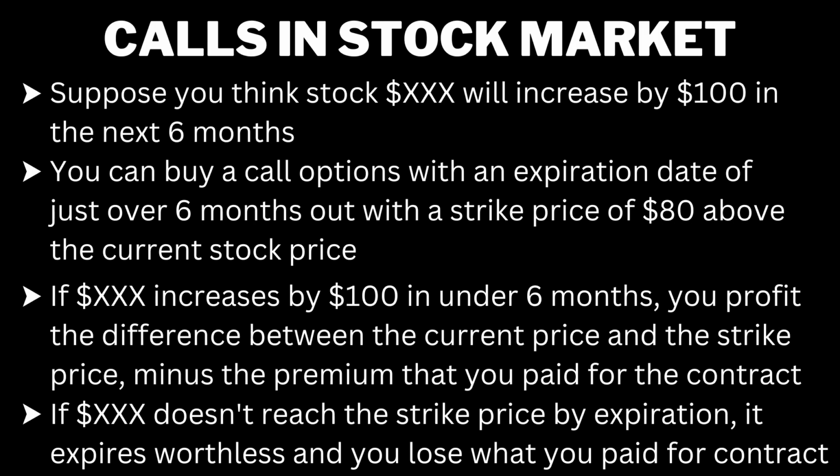This concept of options call contracts can be applied to stocks and financial markets. Say you have conviction that stock XXX will increase in value by $100 over the next 6 months. What you can do to maximize your gains on this specific move is to buy a call option with an expiration date just over 6 months out and a strike price, which is the price that you think the stock will surpass, of $80 above the current price of the stock.